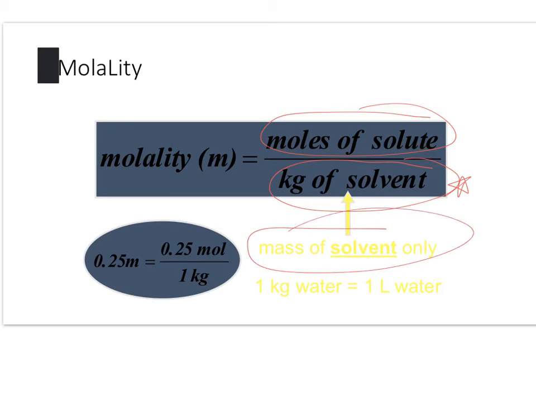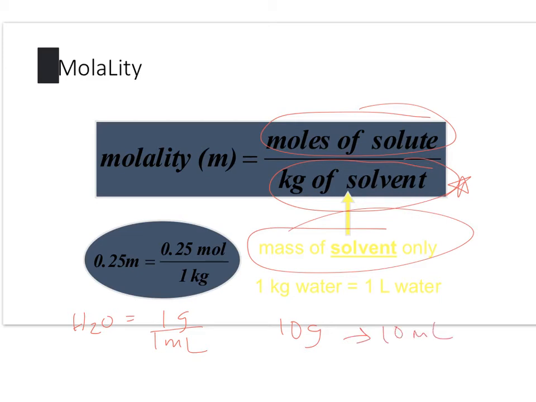So if we're mixing, let's say, ethanol, which is a liquid, and water, and water is my solvent, I'm not going to include the mass of the ethanol. I'm only going to calculate the mass of the water because that's my solvent. In order to figure out the mass of our solvent, we're going to need to know our density values. We know that the density of water is equal to 1 gram for every 1 milliliter. So if I have 10 grams of water, then I'm going to have 10 milliliters of water.